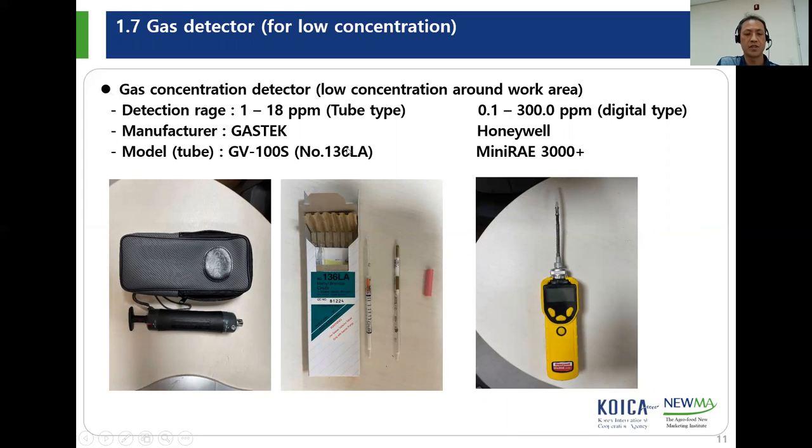A gas detector, which is available for low concentration, is used for checking leakage of methyl bromide and the safety in the work area. Detection range is supposed to be 1 to 18 ppm with a tube type detector and 0.1 to 300 ppm with a digital type detector. One of them is used in this trial, Mire 3000 Plus.